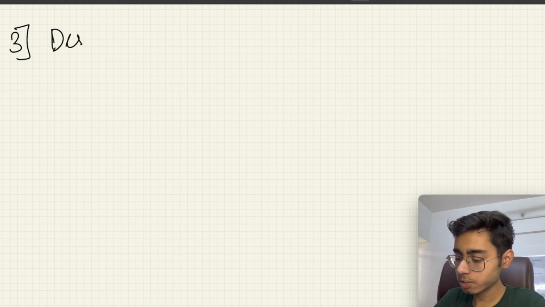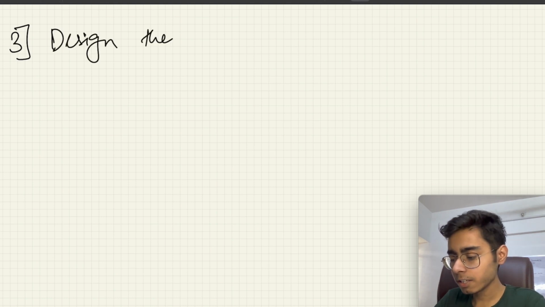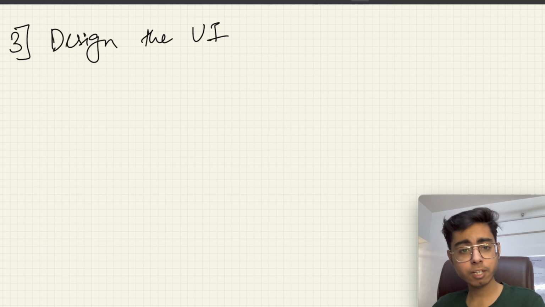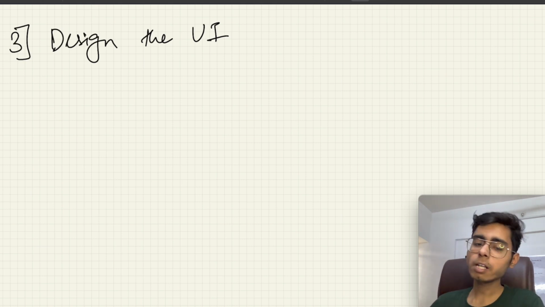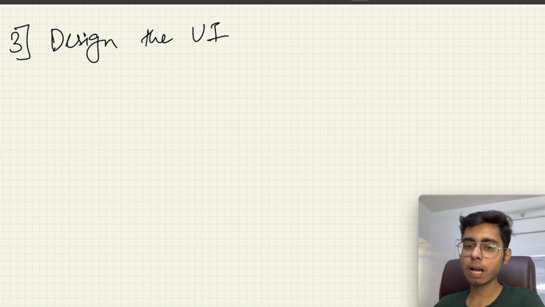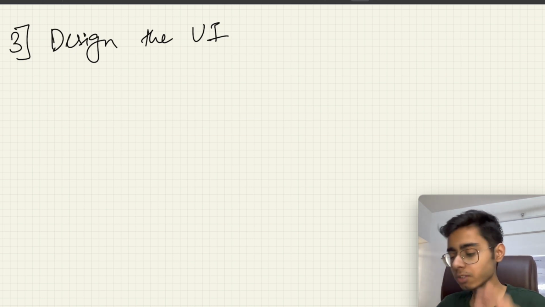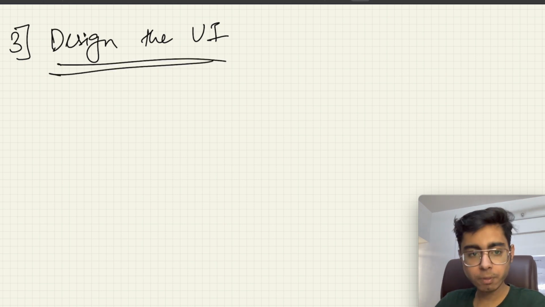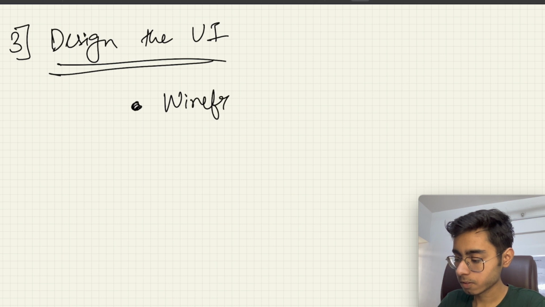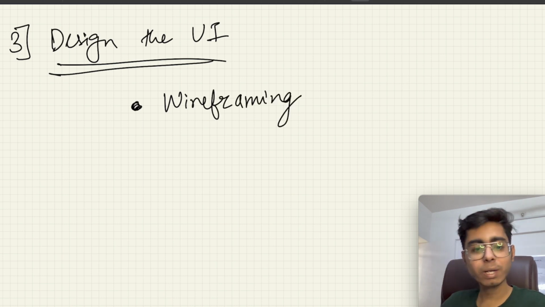Coming to the next step, that is designing the user interface. Now you will be thinking, okay, after research and planning, should we start designing? No, it's not like that. You don't directly jump on a platform like Figma, Miro board, Adobe Illustrator or Photoshop and try to design your apps. First of all, before designing the UI, you have to do wireframing. Now, what is wireframing? Let me do it right now.